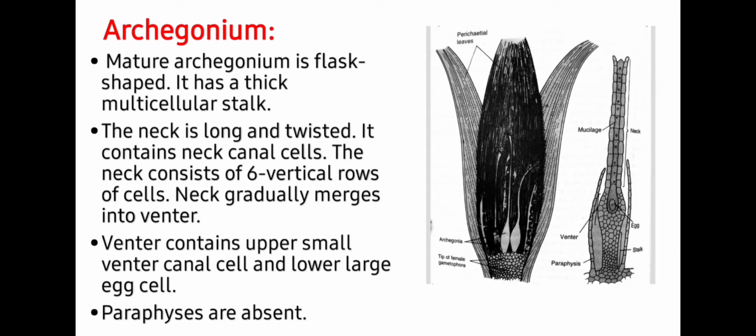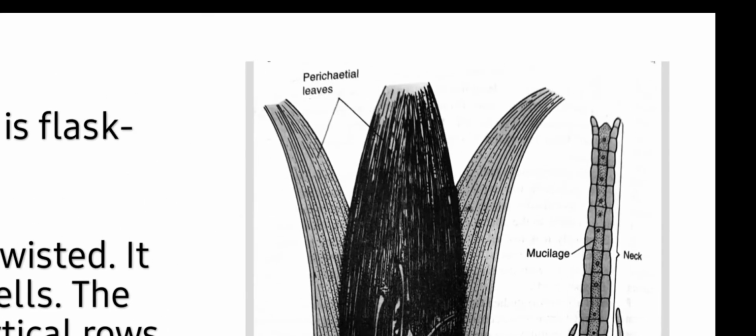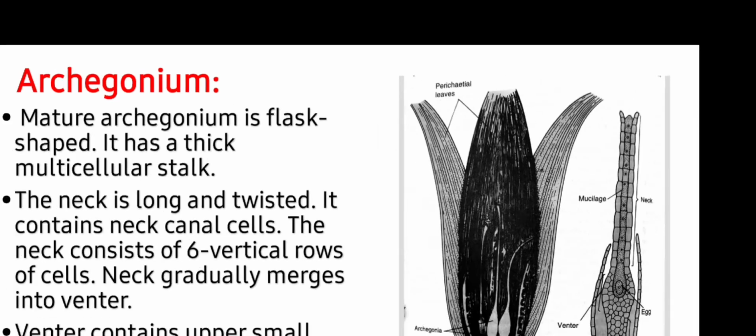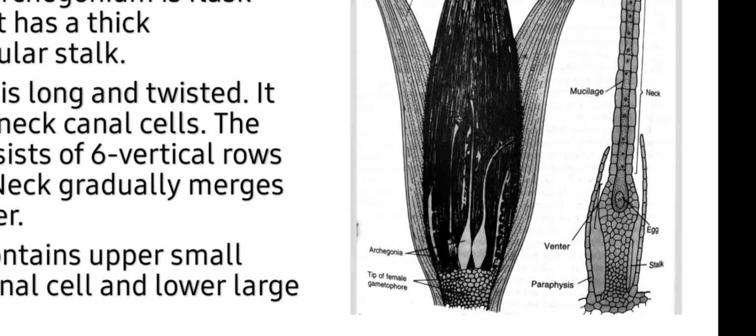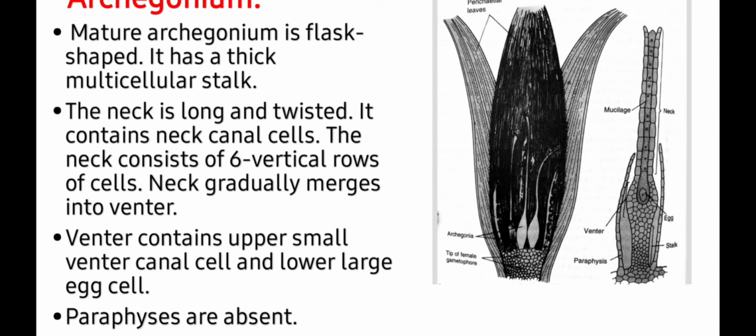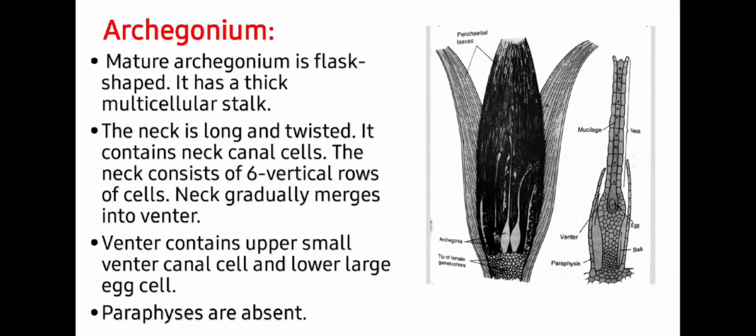The neck is long and twisted. It contains neck canal cells and consists of 6 vertical rows of cells. The neck gradually merges into the venter, and the venter contains a small upper venter canal cell and a lower egg cell. Paraphyses are absent here. So you can see here the archegonial head. Perichaetial leaves surround the cluster of the archegonia, and their main function is protection. And each archegonium is a flask-like structure having neck, neck canal cells, venter, venter canal cell, egg and cover cells.